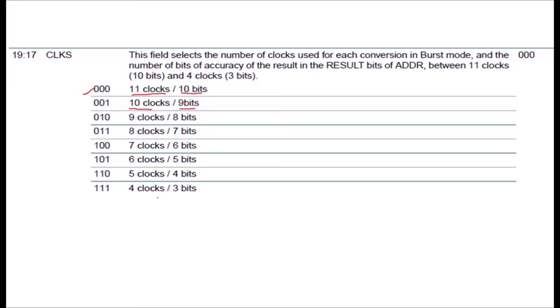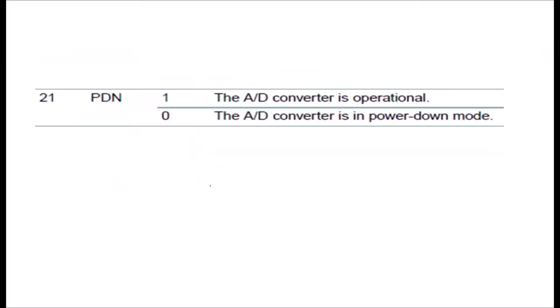Similarly for the others, if you want a 3 bit output, you require only 4 clocks and you have to initialize it with 111. But you won't get a proper output if you use a 3 bit output. Here you will get a perfect output, and here you will get a much lower resolution, only 3 bits. So the clock field we have to initialize accordingly.